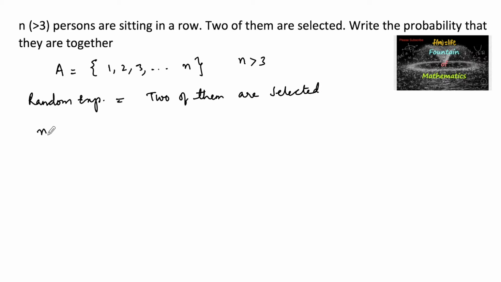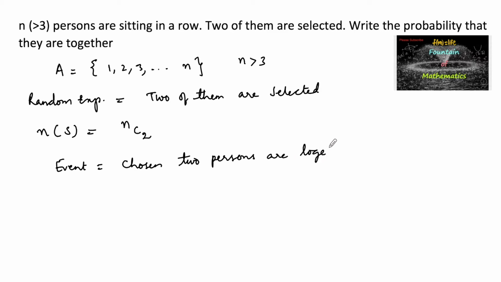Hence we can say the number of elements in the sample space, n of S, is equal to nC2. The number of elements in the sample space is nC2, and our event is that the chosen two persons are together. So the event is that the chosen 2 persons are together.